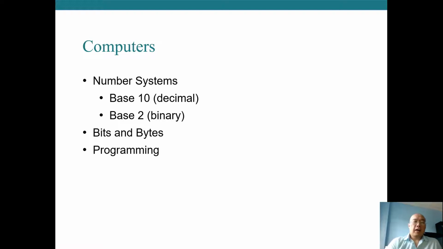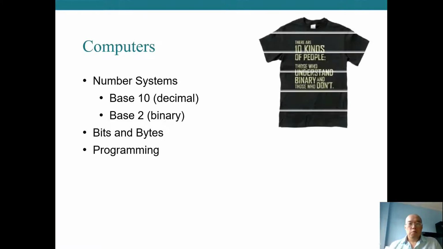Okay, let's continue. The next topic we want to talk about is number systems, and probably the best number system we know is base 10, right? We call them decimal numbers, for example 1, 2, 3, 4, all the way to 10, 11, 12.